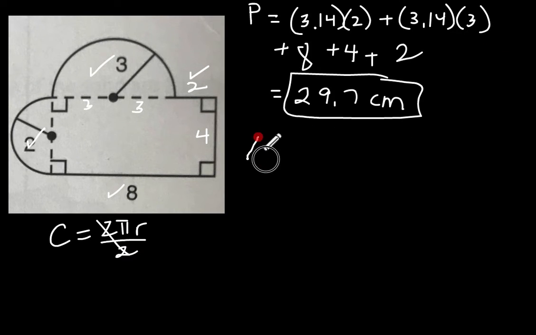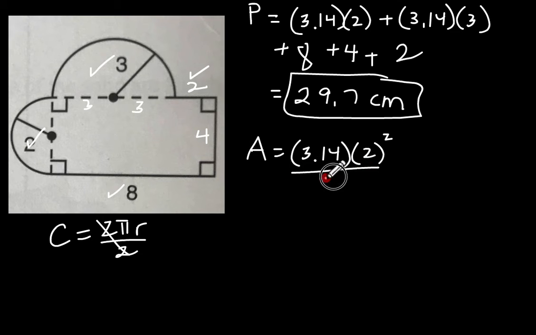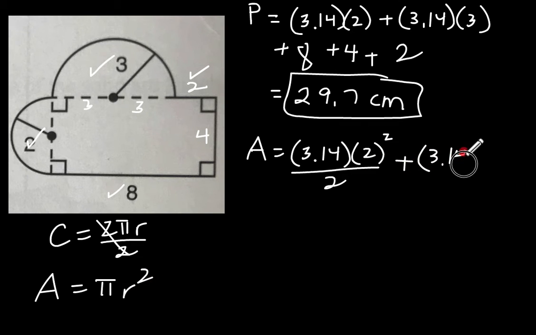So area, let's figure this out. So we have two circles, so it's going to be pi r squared. So pi was 3.14, and we have 1 is 2 squared, and we have to divide it in half because it's half of a circle. Remember, area equals pi r squared. All right, let's do the next circle. So it's going to be 3.14 times 3 squared over 2.